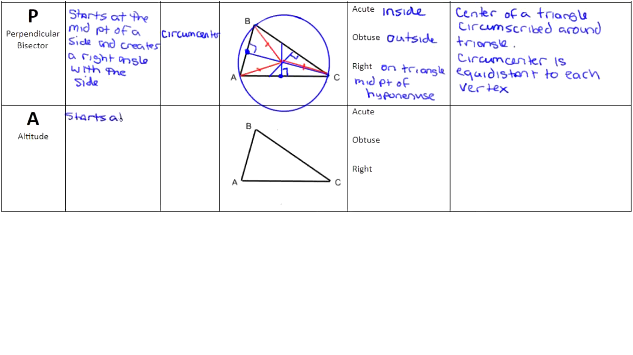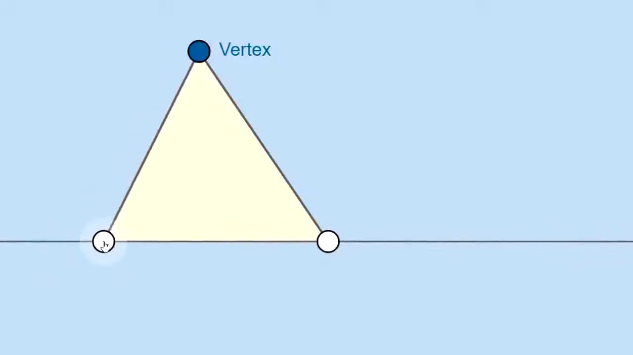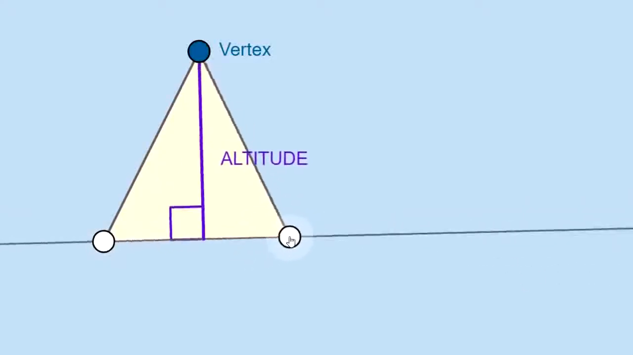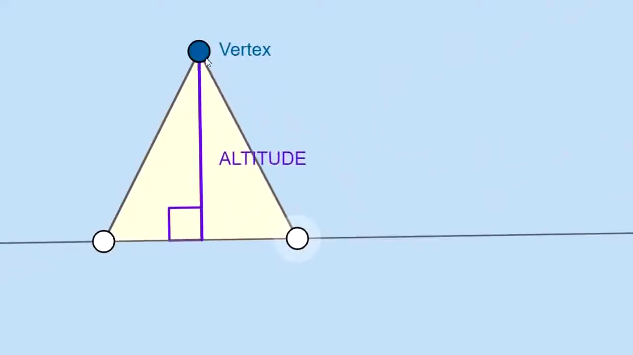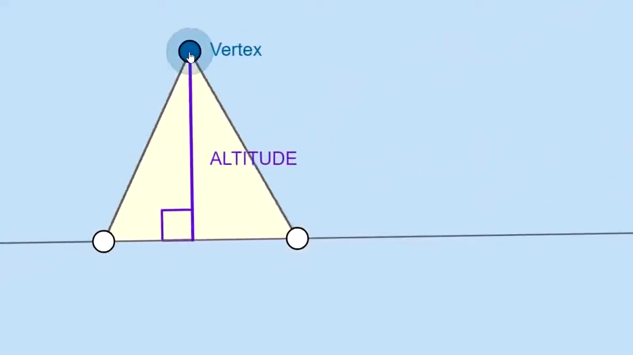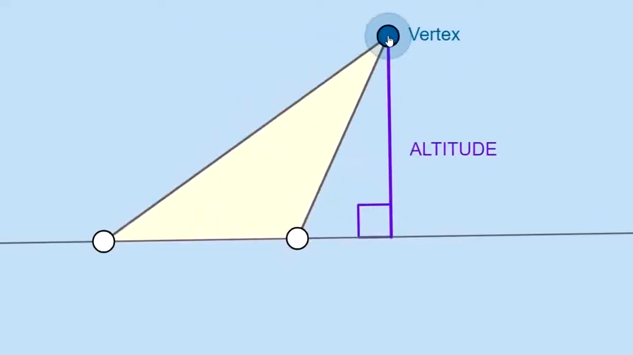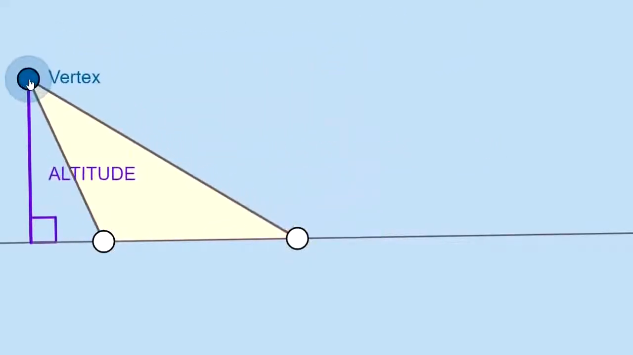All right, so the last one, it's an altitude. An altitude starts at a vertex and then it makes a right angle at the opposite side in a triangle. I'm sure you've heard the word altitude when we talk about the height. When altitudes meet, they create an orthocenter. So remember, altitude is the height of a triangle, goes from a vertex and it creates a right angle. Now what's interesting about an altitude is it sometimes is outside the triangle.